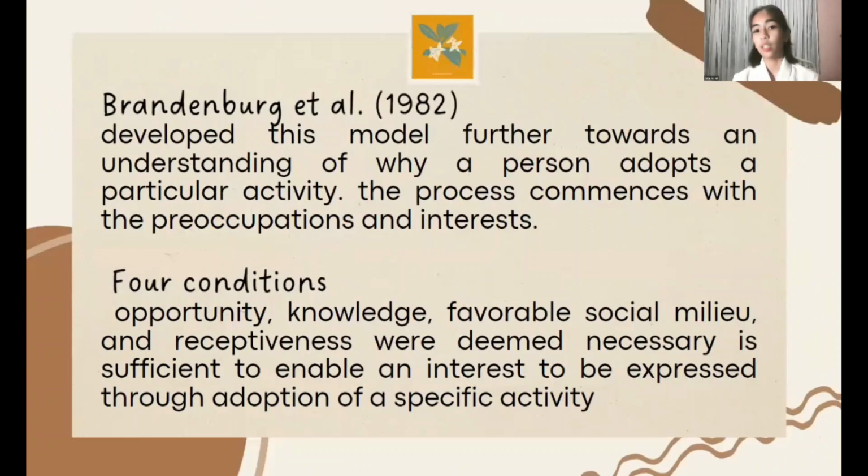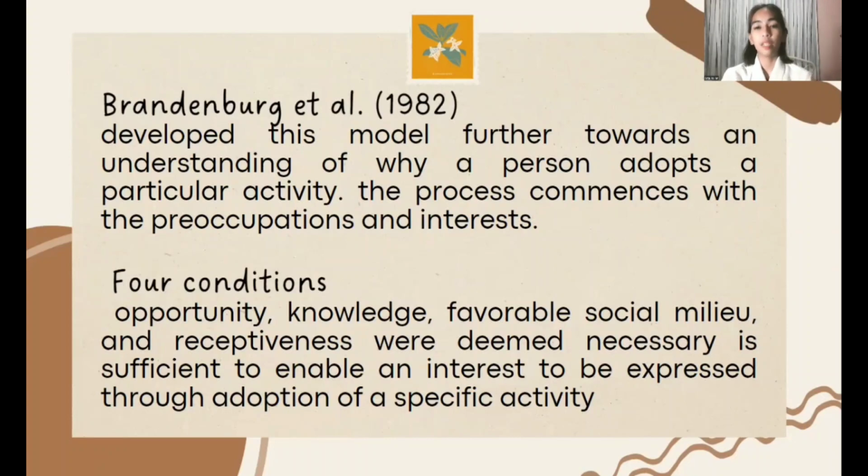Brandenburg and others, 1982, developed this model further towards the understanding of why a person adopts a particular activity. The process commences with preoccupations and interests. Four conditions, opportunity, knowledge, favorable social milieu, and receptiveness, were deemed necessary and sufficient to enable an interest to be expressed through adoption of a specific activity. These conditions are focused upon a specific activity by one or more key events, which may at the same time modify the conditions themselves. The leisure planning process is a conceptual term.